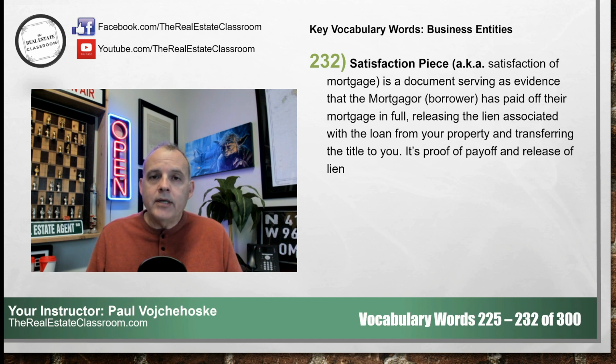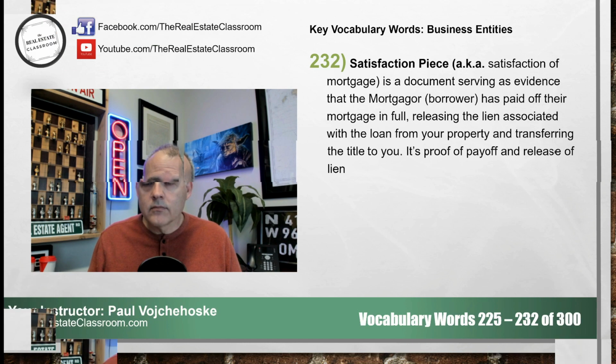All right, so when somebody borrows money and they're using a mortgage and it's paid off, then a satisfaction piece is generated by the mortgagee, who is the lender, and that is proof of payoff and release of lien. That's really what it is. It's a proof of payoff and a release of the lien. But again, it's used only for mortgages being used as collateral.